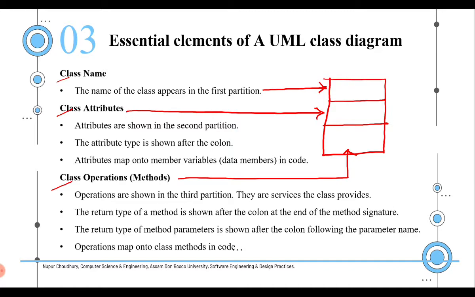The second part is the class attributes, and these attributes are generally shown after a colon, so we have an attribute name followed by a colon. Then class operations are basically functions, so we show them in the form of a method, and the return type of a method is shown after the colon at the end of the method signature. So we can keep a return type as well, writing it after the colon. These are representations that we should not forget before we go ahead with a class diagram.